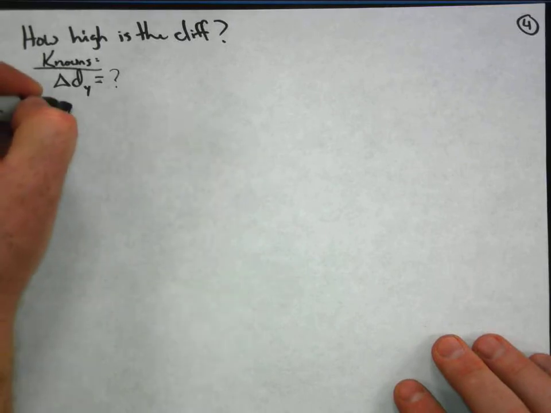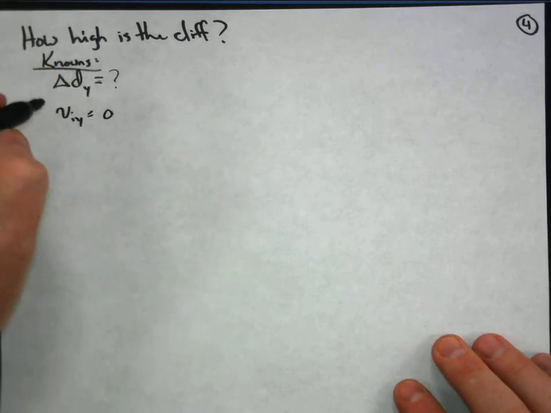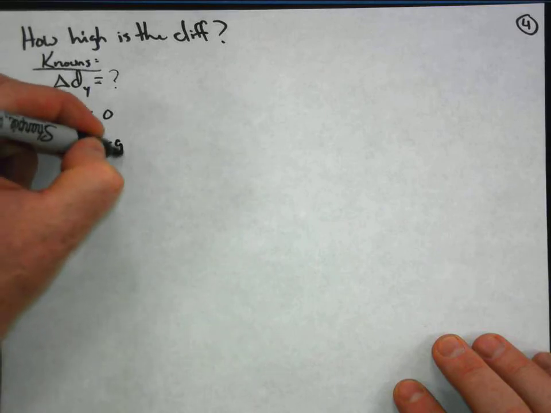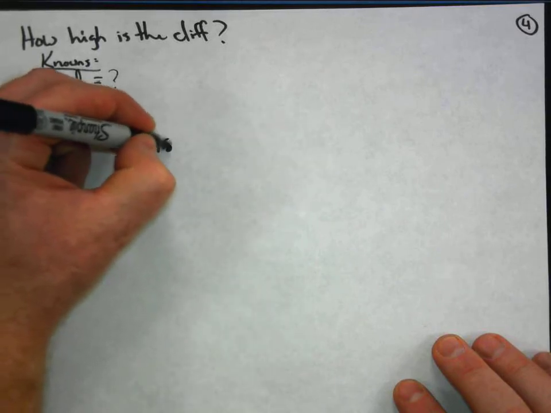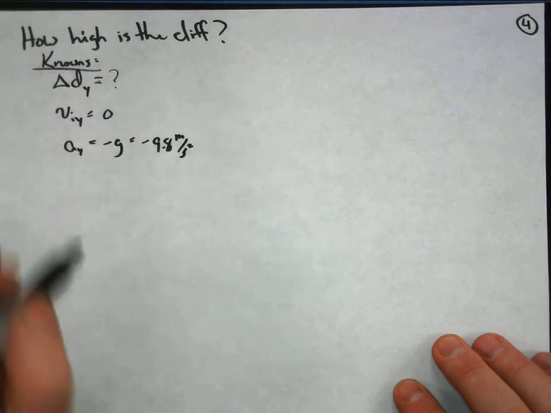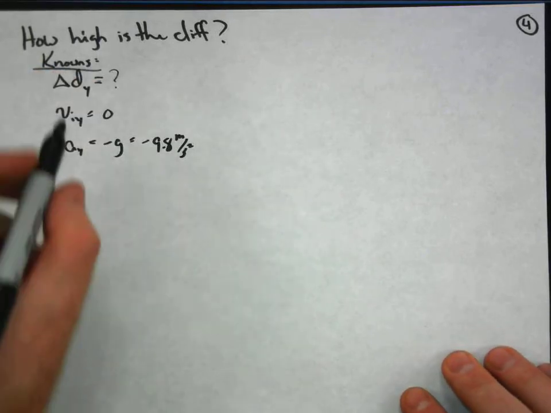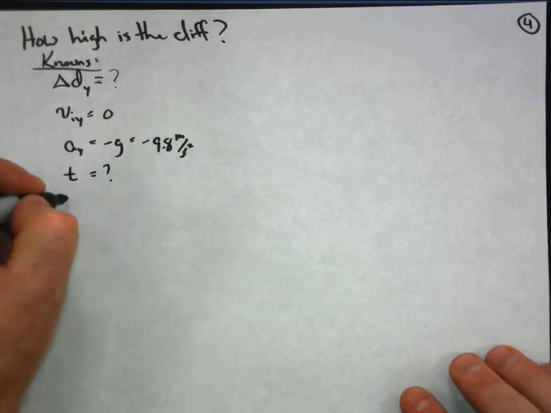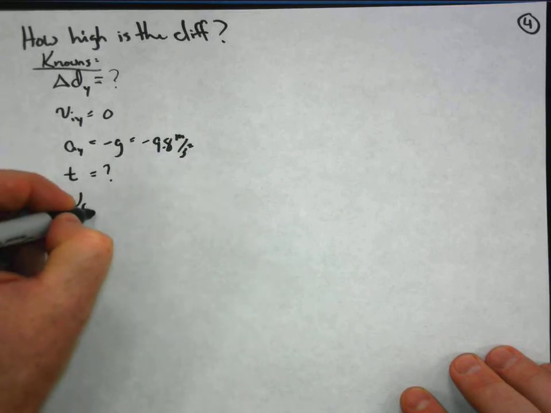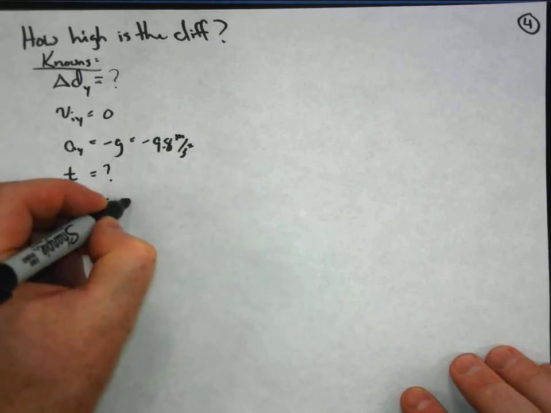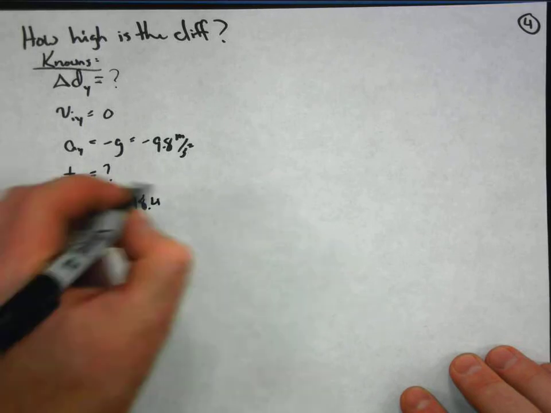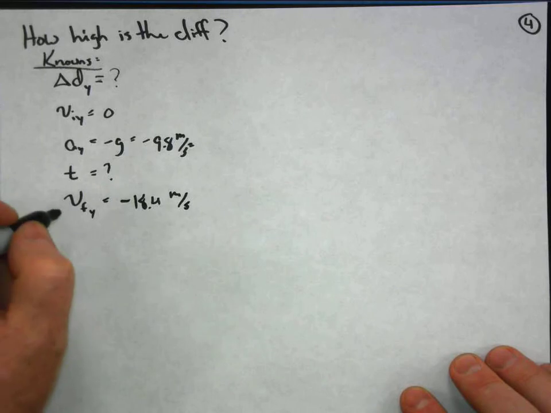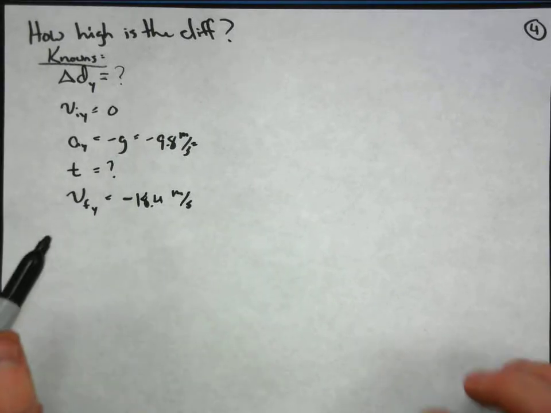Well, I know that my initial velocity in the y direction is 0. I know that my acceleration in the y direction is negative g, so that's negative 9.8 meters per second squared. I do not know time. That is an unknown in this situation. I do know my final velocity. I just worked that out. Final velocity in the y direction: negative 18.4 meters per second. And so I have a list of known and unknown information.